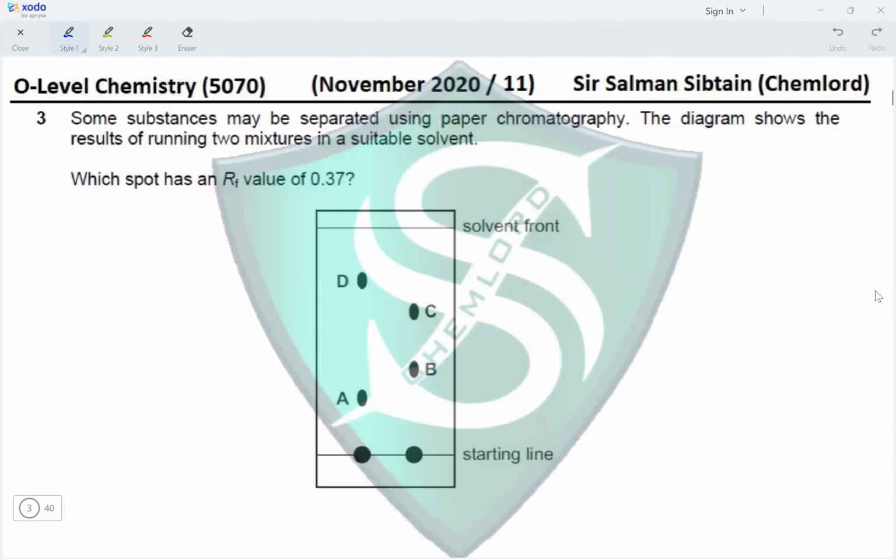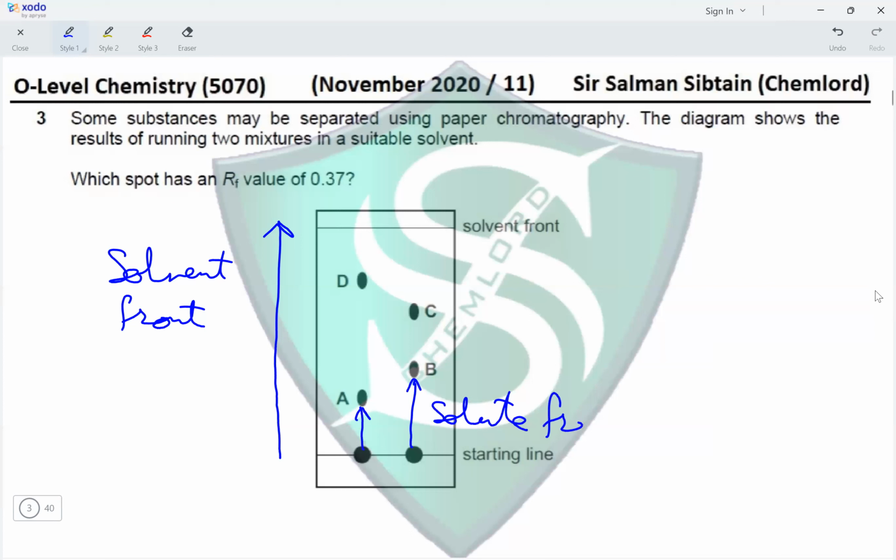Question 3. Some substances may be separated using paper chromatography. The diagram shows the results of running two mixtures in a suitable solvent. Which spot has an RF value of 0.37? So we would need a scale here. We would need to measure the distance traveled by the solvent. This is known as the solvent front. And for each spot A, B, C, and D, we would measure the distance moved by the spot. So this would be known as the solute front.